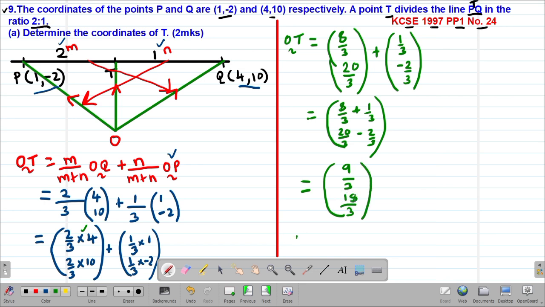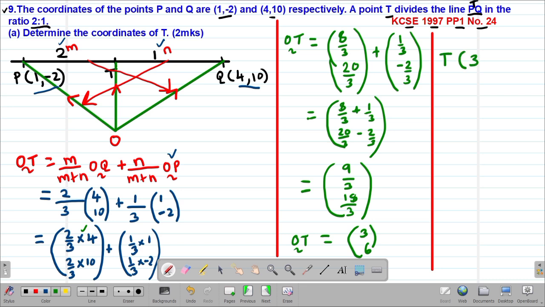It means that my vector OT will be given by the following. So if I divide through, I'll get the following: 9 over 3, I'll get positive 3. 18 over 3, I'll get a positive 6. Therefore, the coordinates will actually be 3, 6. So remember that coordinates must always be stated in horizontal form. Therefore, if vector OT is equal to 3, 6, it means that the coordinates for point T will be given by 3, then of course comma 6. So these are the coordinates of the point T.